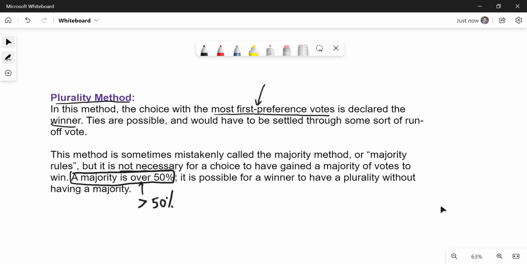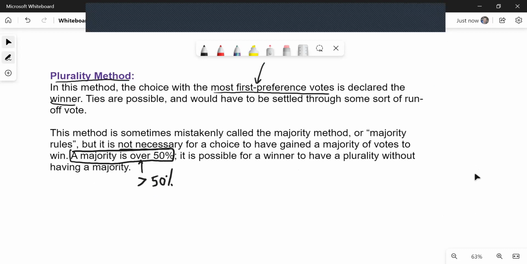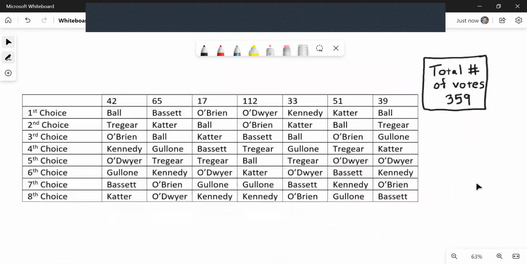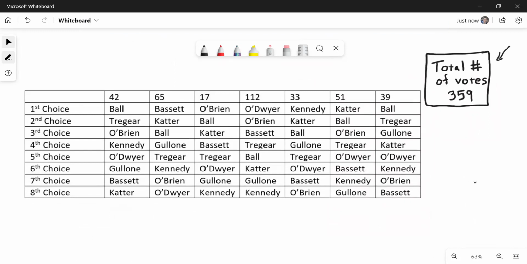So let's take a look at the Australian vote that we did in the previous video to consider our plurality winner and majority. Now, remember, this was completely fictional. I made this up based on the ballot that I found online. So in this table here, the total number of voters, or total number of votes, is 359. That's just made by tallying the top. Who receives the most first place votes will be our plurality winner. All right, first place. We only have to look at the first line.